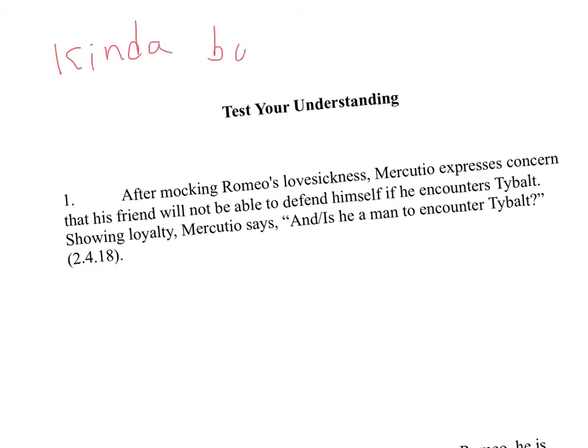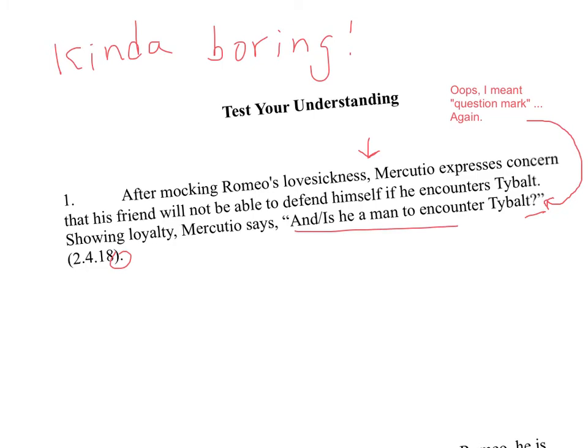Looks okay at first. The format is fine. I've got a comma here. I've also got a quotation mark inside the quotation. I've got the period at the end. So it's not actually the form that I'm looking at. It's how it's used. I can see that the quotation says, "Is he a man to encounter Tybalt?" And weirdly, that is very, very much like what I've used to set it up.